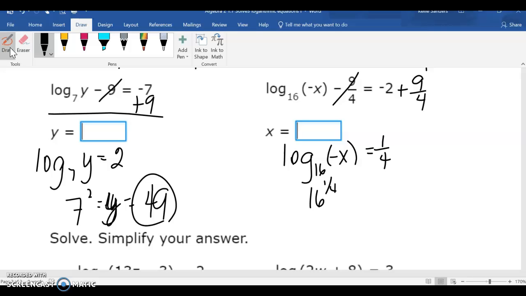So 16 to the 1/4 equals negative x, which is the 4th root of 16 equals negative x, which is not 4.